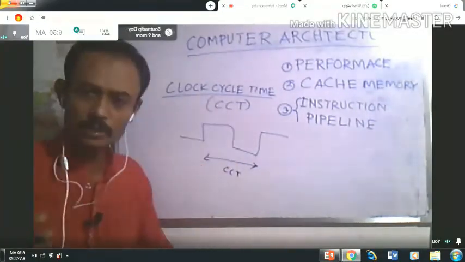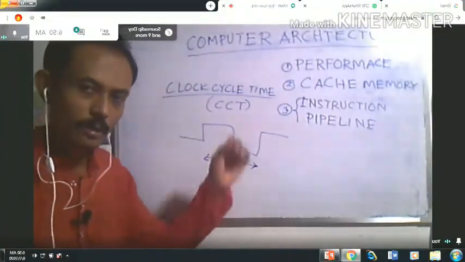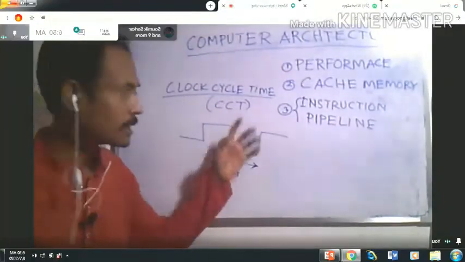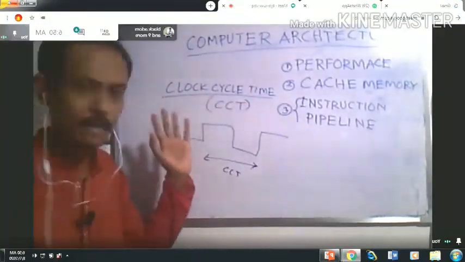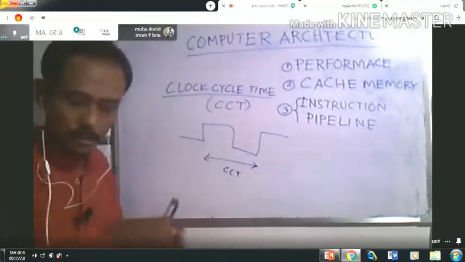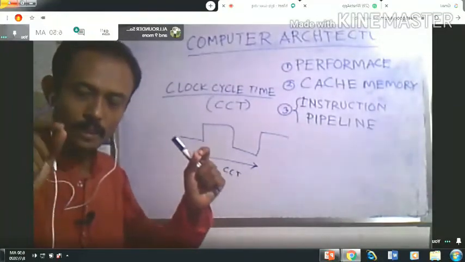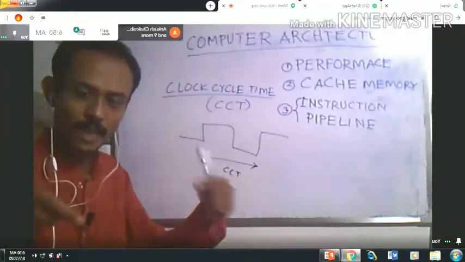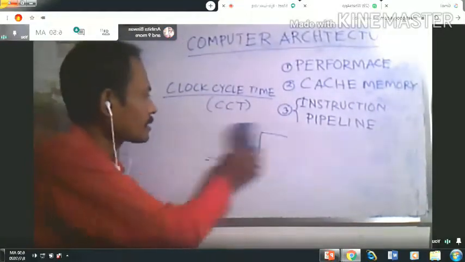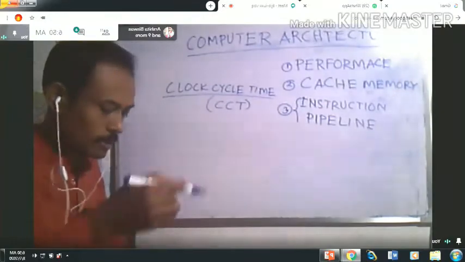So this clock cycle time is very, very important terminology for calculating the different performance of the computer system. So in the chapter of performance, understanding the clock cycle time is very important. The time for a clock pulse of the processor is called the clock cycle time. Clear? Then if we understand the clock cycle time, then we will learn clock rate.